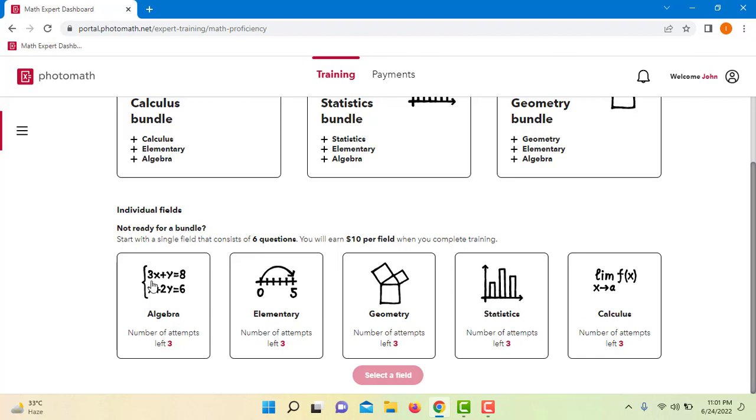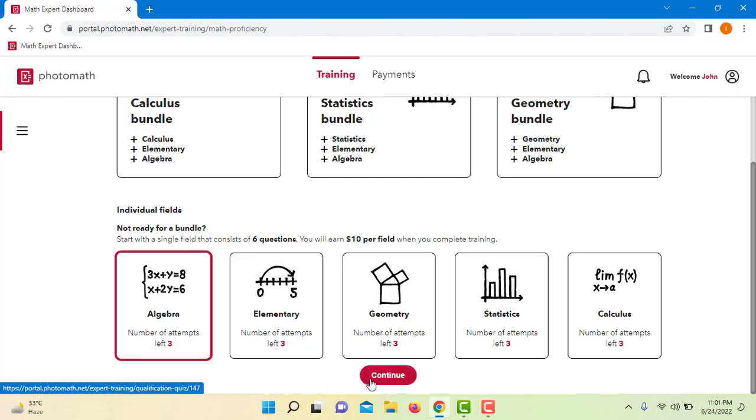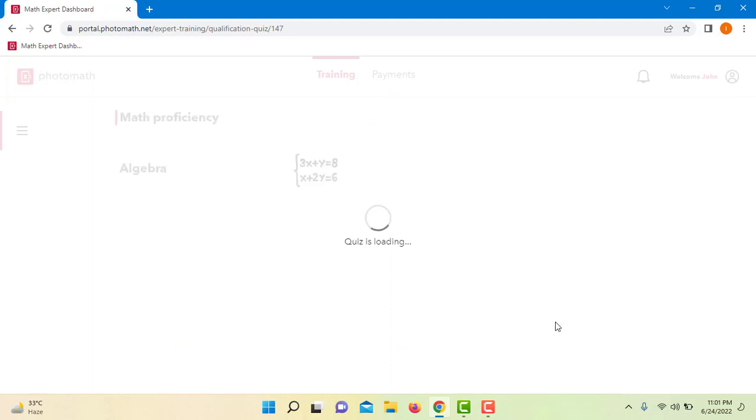Just for your understanding, I choose here the algebra field first. Generally, the task in algebra and geometry is quite easy, whereas the calculus tasks sometimes are advanced math. In order to clear this proficiency, the number of attempts is 3. There will be 6 questions which you have to solve in 1 hour.